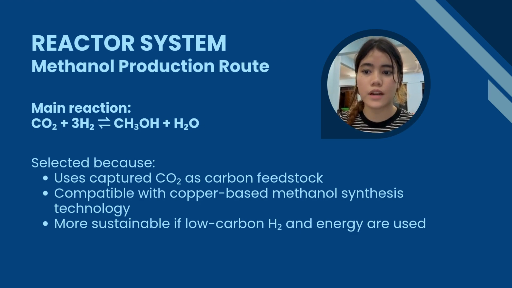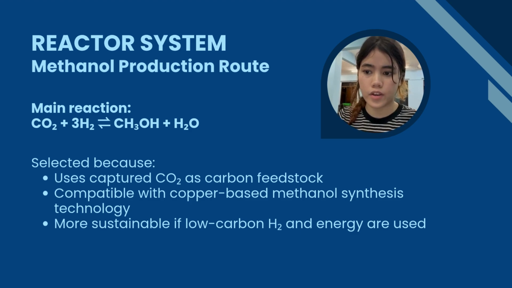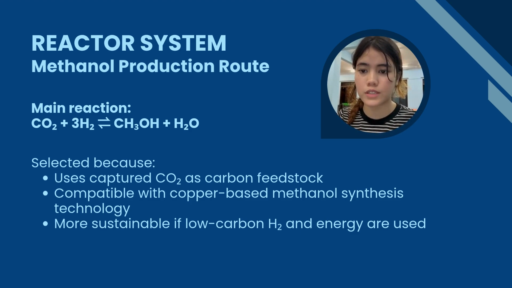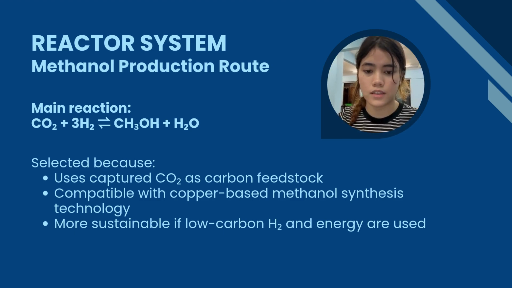The selected production route is the direct hydrogenation of carbon dioxide. The main reaction is carbon dioxide plus 3 hydrogen molecules producing methanol and water. We selected this route mainly because it allows captured carbon dioxide to be used as a useful carbon feedstock. Another advantage is that although direct carbon dioxide hydrogenation is an emerging route, much of the existing industrial knowledge for copper-based methanol catalysts and fixed bed reactors can still be applied. Therefore, the route provides a reasonable balance between sustainability and technological feasibility.